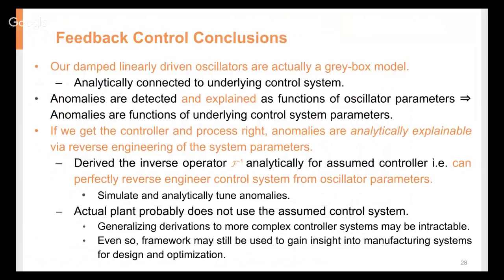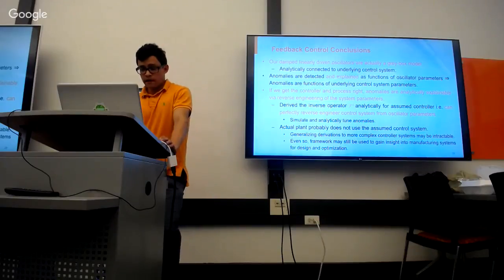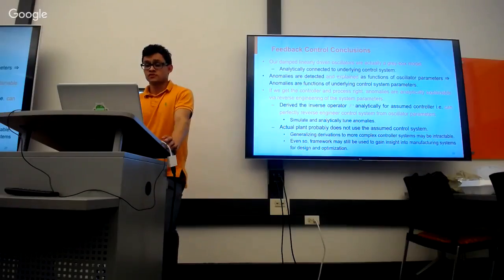So the conclusion of this inquiry into feedback control is that our damped linearly driven oscillators that we use as summary statistics for each element of our data array are actually gray box models, in the sense that they are directly related to the parameters of a real physical and causal system. And so that means that since this algorithm detects anomalies as a function of those parameters, these anomalies are functions of the underlying control system parameters. So if you know the control system, we can explain the anomalies exactly in terms of those control system parameters.